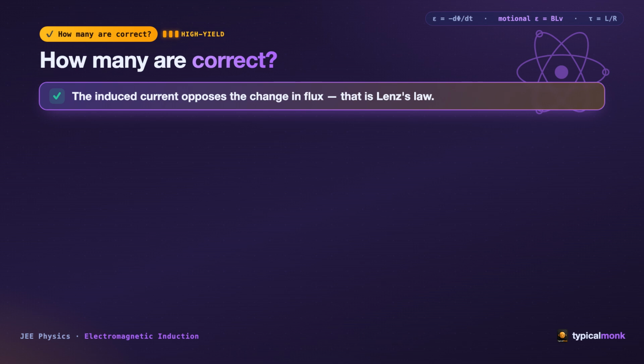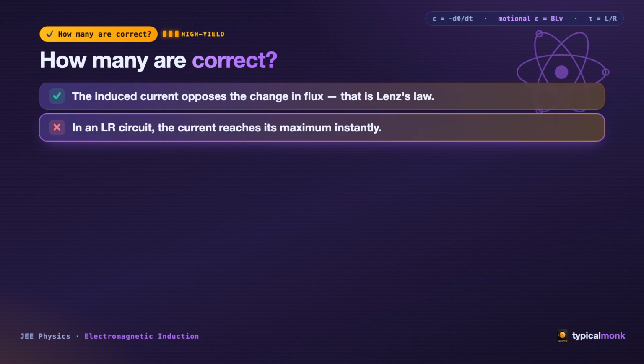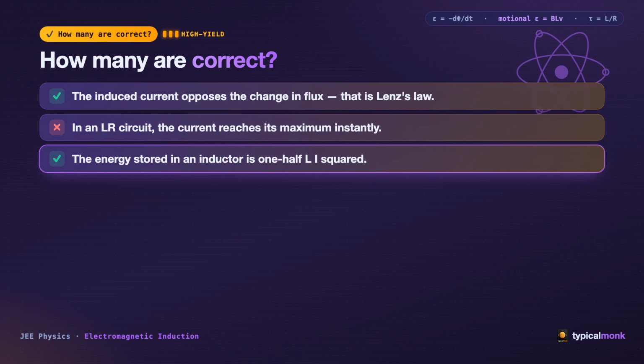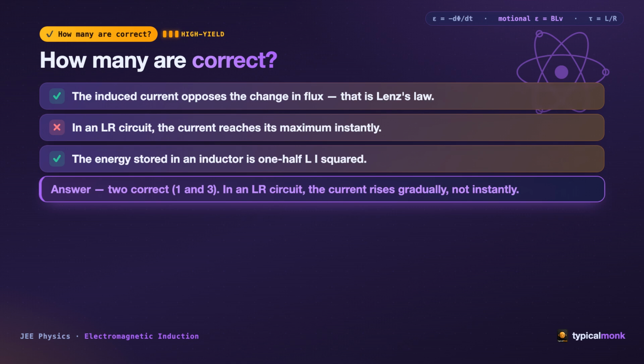Now, how many of these 3 statements are correct? 1. The induced current opposes the change in flux. That is Lenz's law. That is correct. 2. In an LR circuit, the current reaches its maximum instantly. That is wrong. It rises gradually. 3. The energy stored in an inductor is 1/2 Li squared. That is correct. So the answer is 2 are correct. Statements 1 and 3. The trap is statement 2. In an LR circuit, the current rises gradually, not all at once.